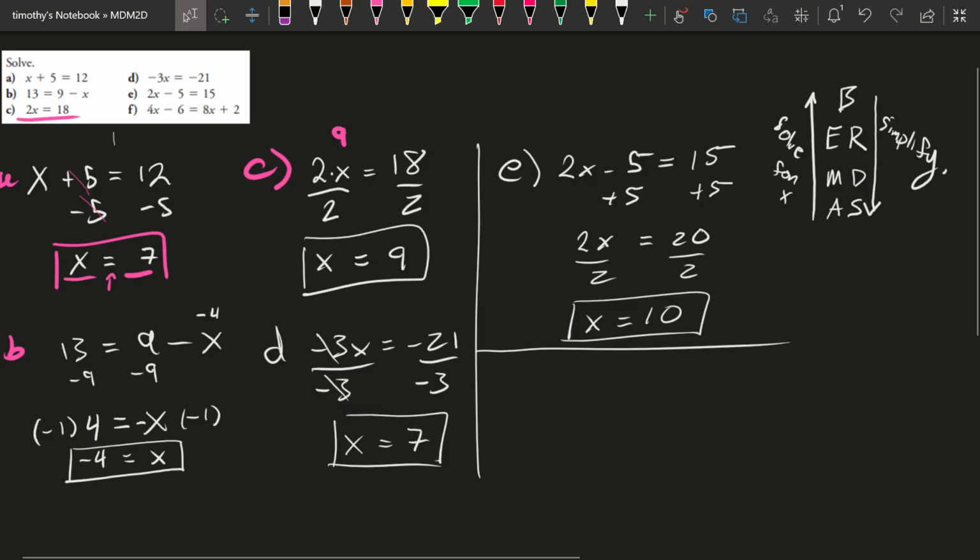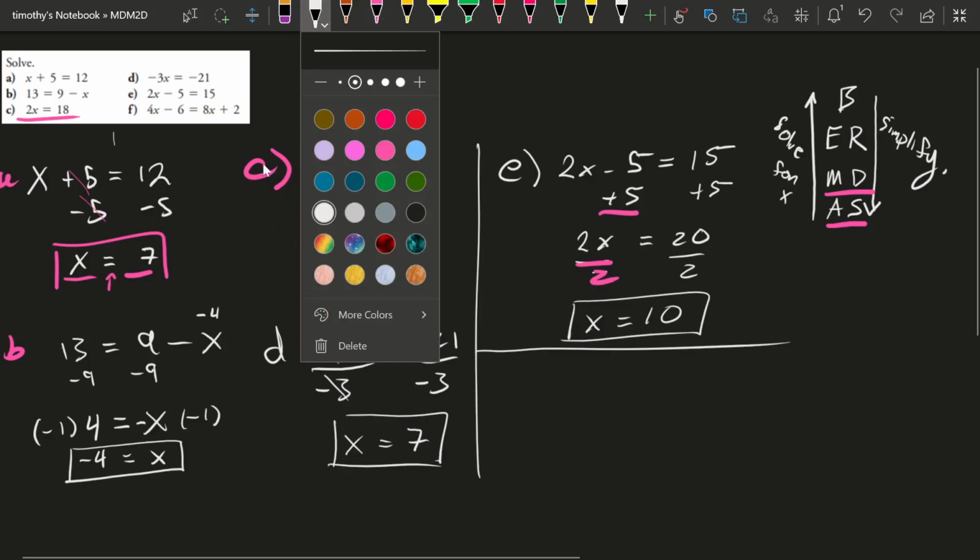And so notice, what did I do first? I did addition first, and then I did the division here. Okay? So this is the order of operations. Simplifying, you go in this direction: brackets, exponents, roots, multiplication and division, addition and subtraction. Solving for x, you go in the opposite direction. All right? Let's now do part F.